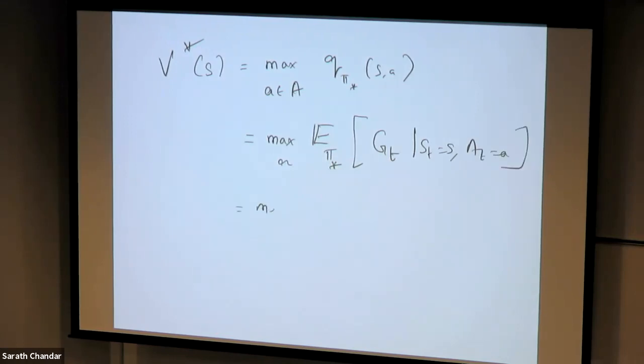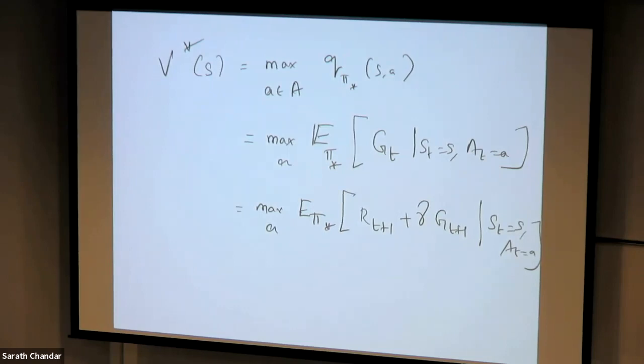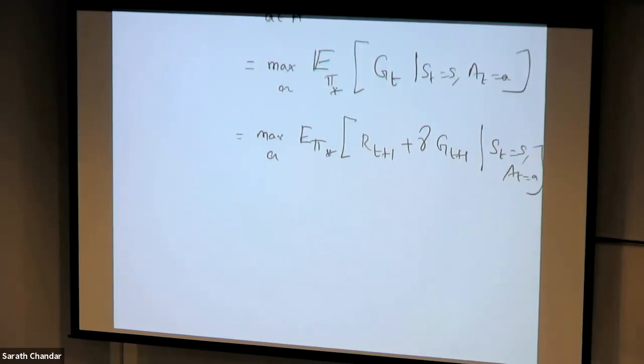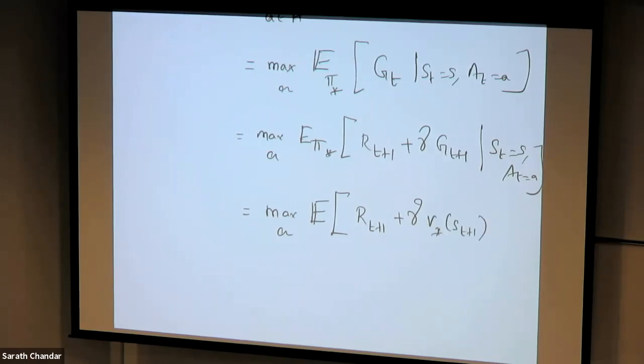Now this is max over A of the expectation with respect to pi star of R_{t+1} plus gamma times G_{t+1}, given S_t equals s, A_t equals a. I'm really redoing the Bellman equation here, so we are going to get the Bellman equation. This is equivalent to max over A of the expected value of R_{t+1} plus gamma times V star of S_{t+1}, and you can see that I dropped pi star here. This is V star of s, given S_t equals s, A_t equals a.